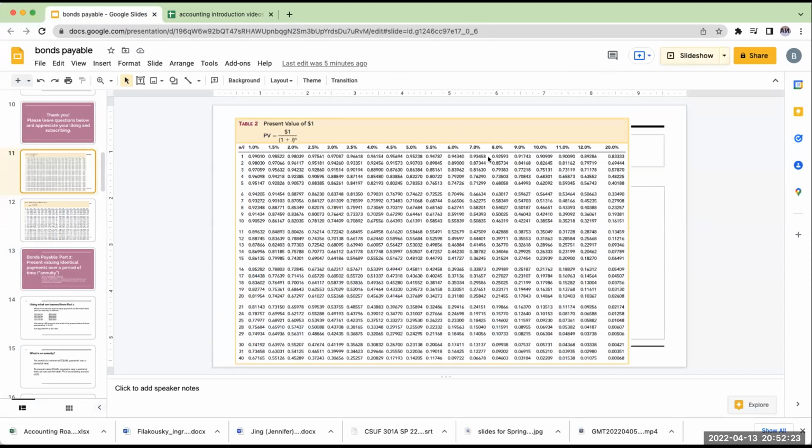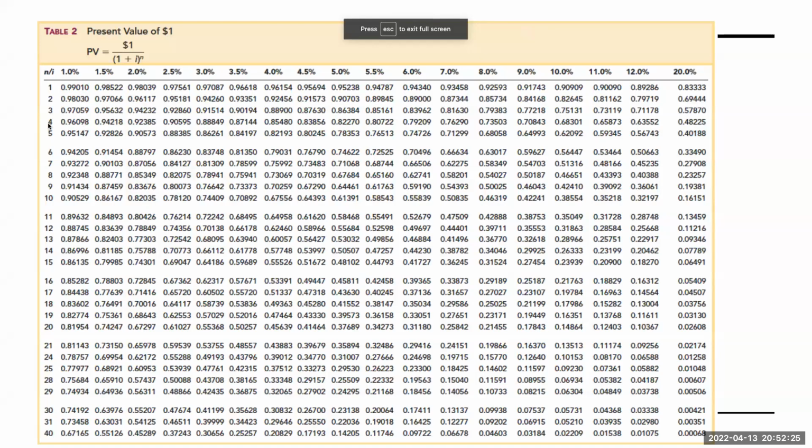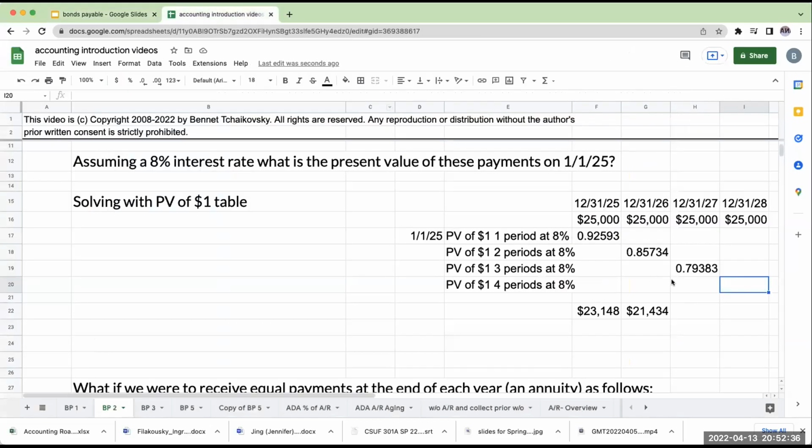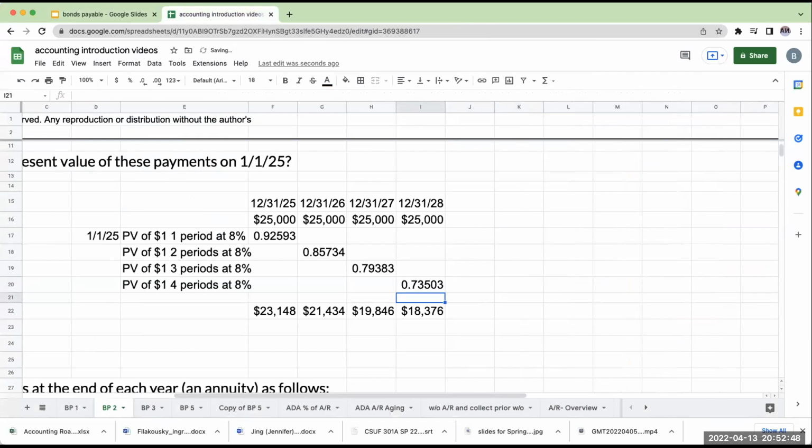So let's go over here. 4 periods, right? That's how many years it's being paid away, or the number of periods that interest is being compounded. This is going to be 0.73503. So the value of this 25,000 times 0.79383, the value over here is 0.73503.